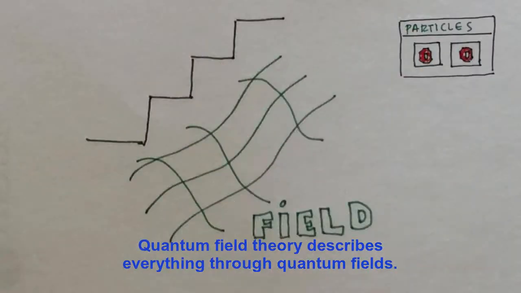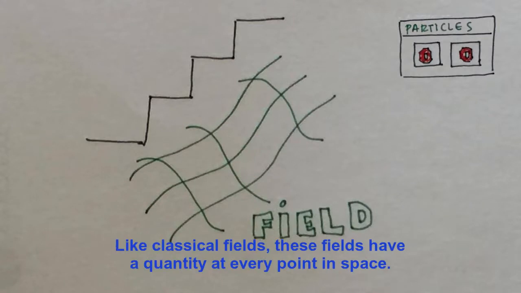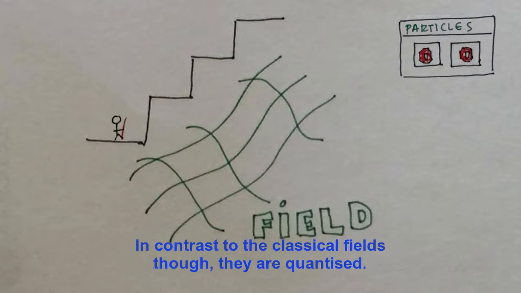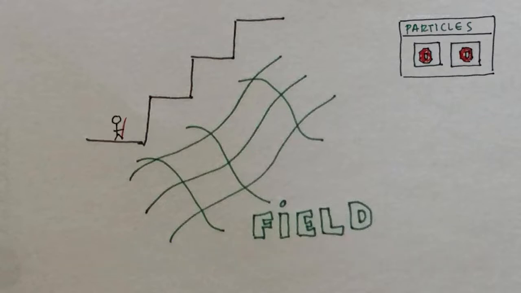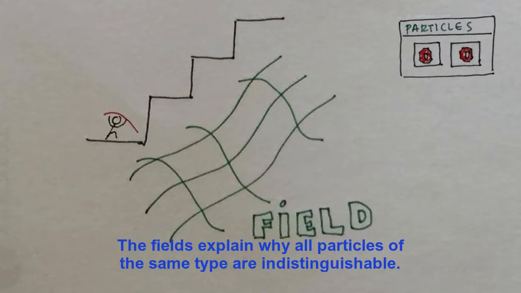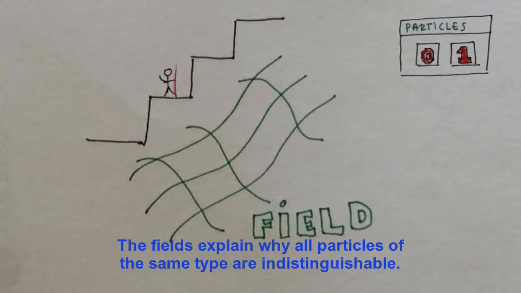Quantum field theory describes everything in terms of quantum fields. Like classical fields, these fields have a quantity at every point in space. In contrast to classical fields though, they are quantized. In quantum field theory, elementary particles are the outcome of excitations of these quantum fields. The fields explain why all particles of the same type are indistinguishable.